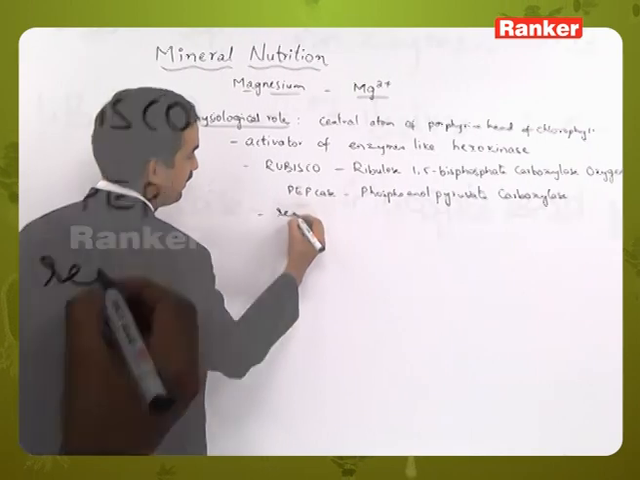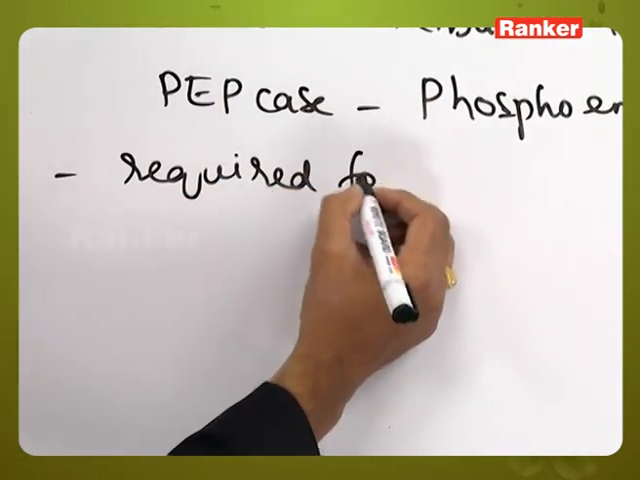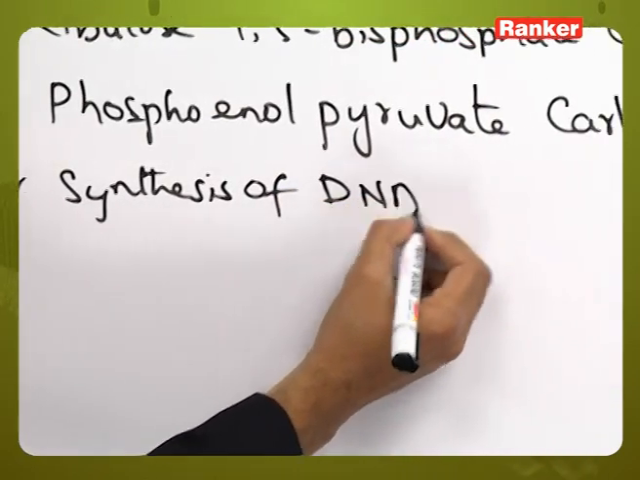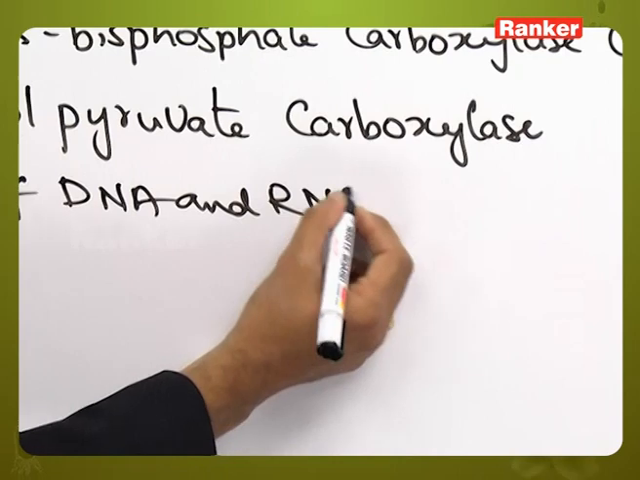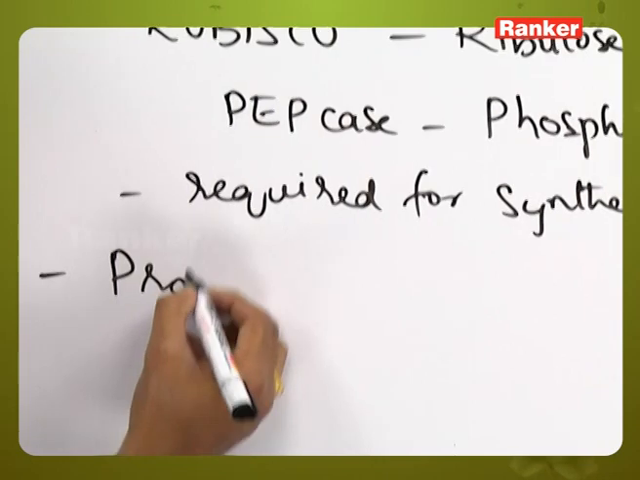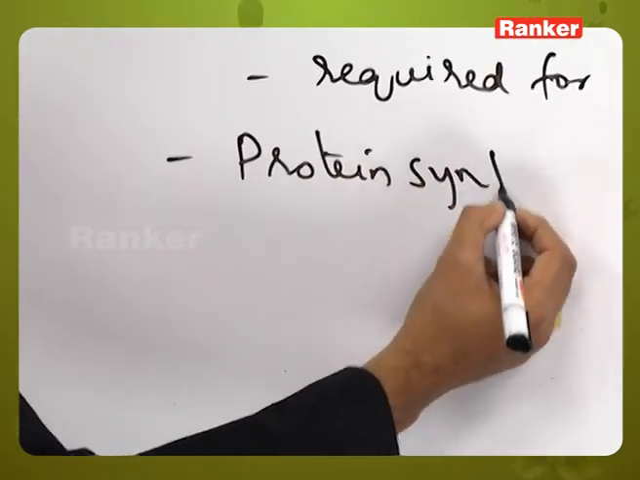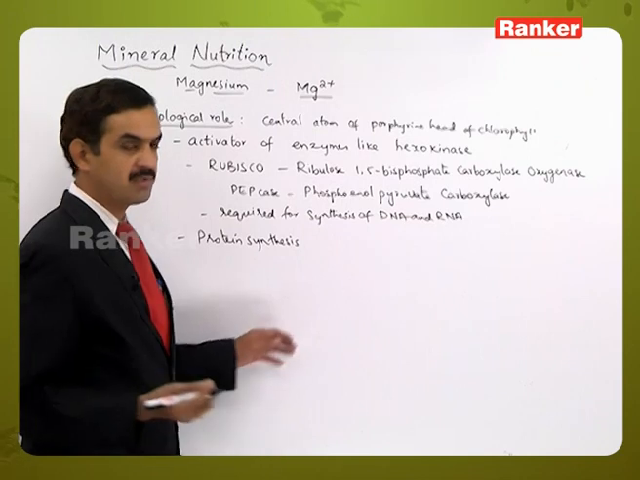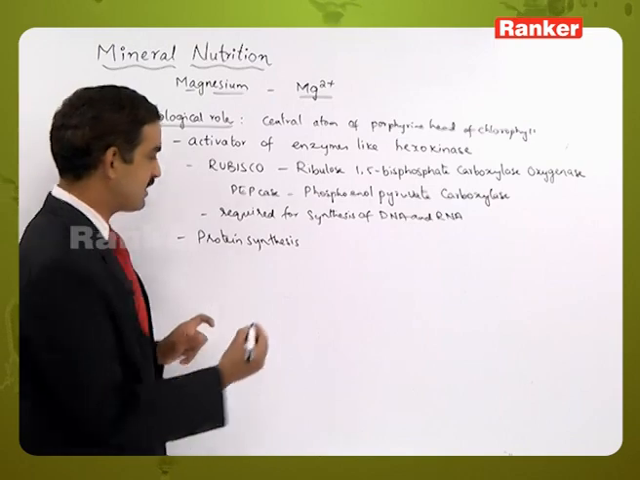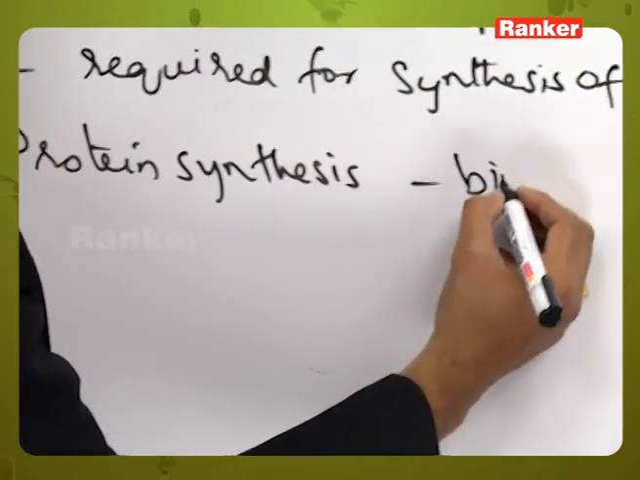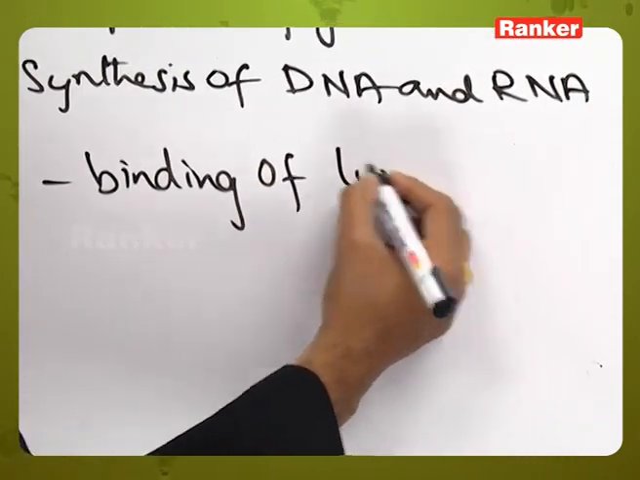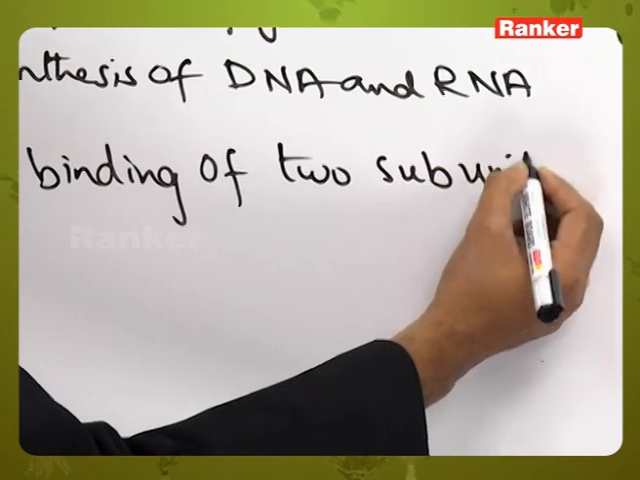Magnesium is also required for synthesis of DNA and RNA molecules. Apart from this, during protein synthesis, the larger and smaller subunits of the ribosome are bound with each other. The binding of the two subunits is done because of the magnesium ion. It is useful for binding of the two subunits of ribosomes during protein synthesis.